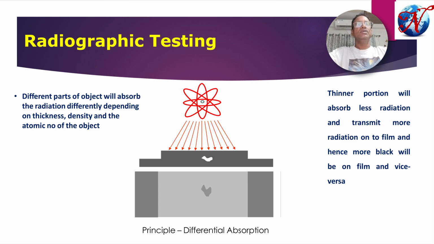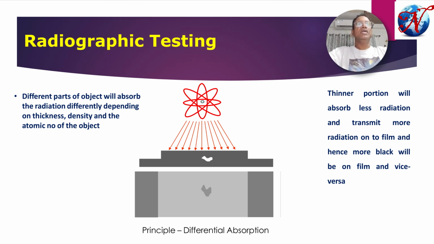After the processing of the film, we are able to identify the discontinuity of the material in the form of a white and black grayscale image on the photographic film. It's a permanent image, and that permanent image can be stored for your interpretation to identify any kind of voids. So basically the differential absorption is the basic principle in radiographic inspection.